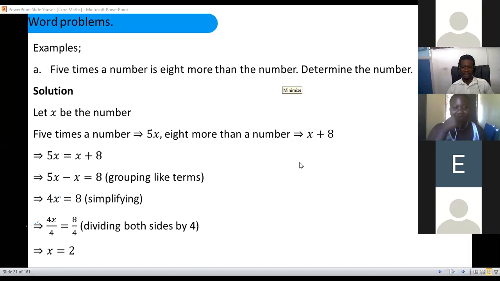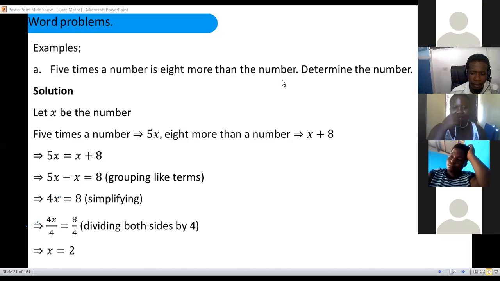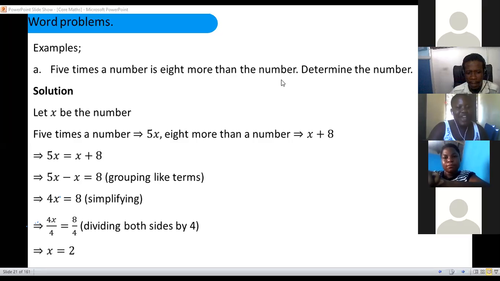Sir, my question is, when you answer the question like this, the way it is on my screen now, is it compulsory for me to write grouping like terms, simplifying, dividing both sides by 4? It's not compulsory, but when you do it, it will tell you that that is what you are doing next. Just to know the next step you are taking.